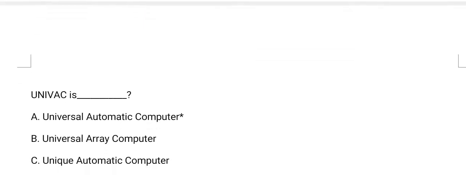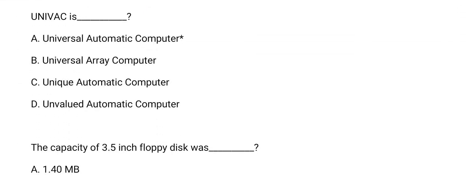Next question. UNIVAC stands for? Its answer is option A, universal automatic computer. Option A is correct. Next question.